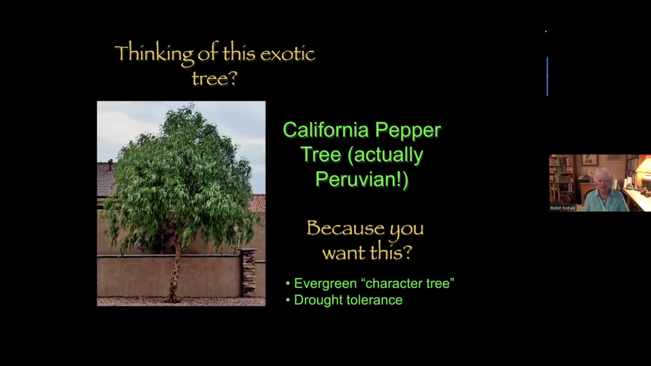So if we're going out to the nursery and you are thinking of getting this exotic tree, exotic meaning not that it's all fancy, but exotic, not from our area. So if you're thinking of getting a California pepper tree, which isn't actually from California, it's from Peru, but you want that kind of a tree because you want an evergreen character tree, and you want it to be really drought tolerant and take the heat and the cold. And so you're thinking of pepper tree.